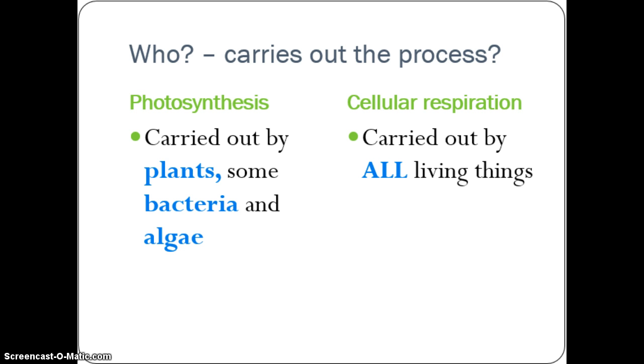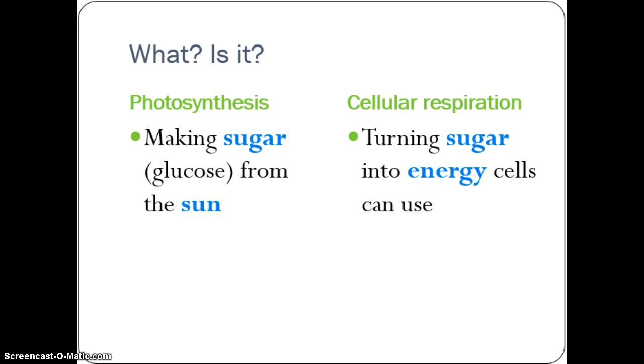Next one we have is, what is it? What are these two processes that we're talking about? Well, photosynthesis is the process of making sugar with the help of the sun, and cellular respiration is turning sugar into energy that the cells can use.